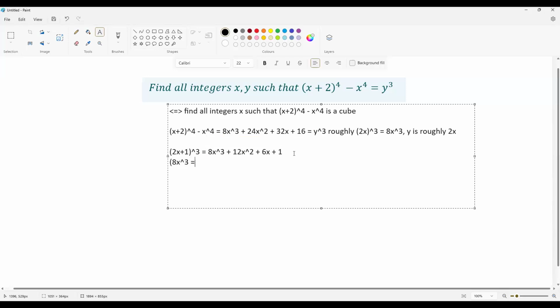8x cubed plus 24x squared plus 32x plus 16 minus (8x cubed plus 12x squared plus 6x plus 1) is equal to 12x squared plus 26x plus 15, which is equal to (x plus 2) squared plus (12x plus 1) squared.